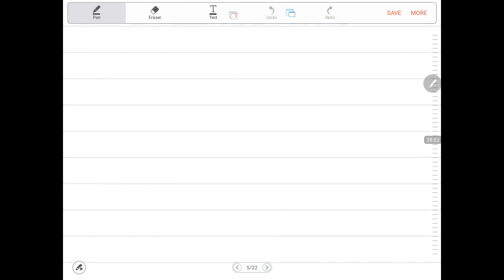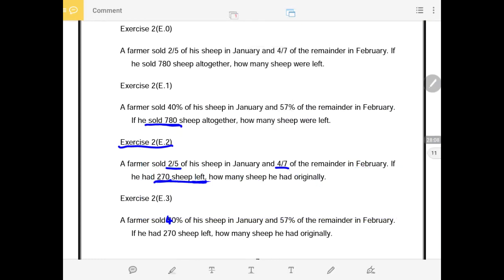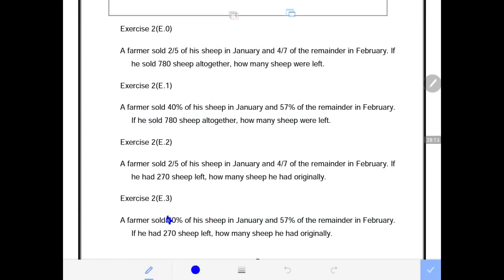Now let me go to the last, also an easy scenario, because I've explained this now in 3 different ways. This is the 4th way now. In this 4th way, we are told that a farmer sold 40%, remember this is 40%, of his sheep in January and 57% of the remainder in February. If he had 270 of the sheep left, how many sheep did he have, or we can say how many sheep were sold. We want to know those that were sold now. So let us look at the sheep that were sold.